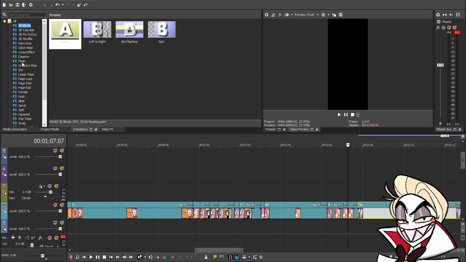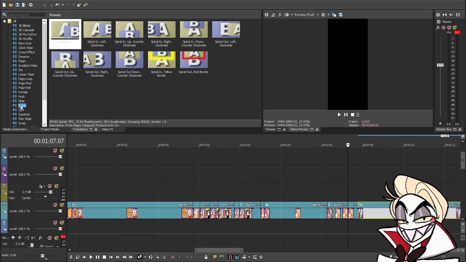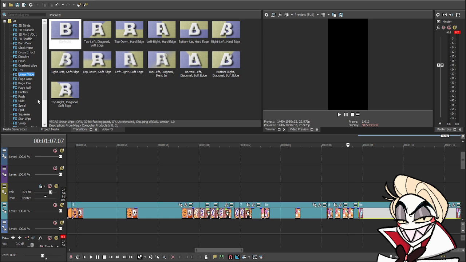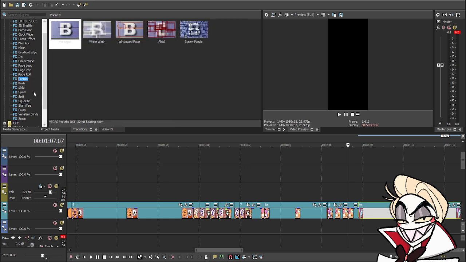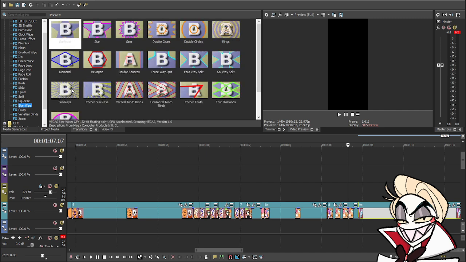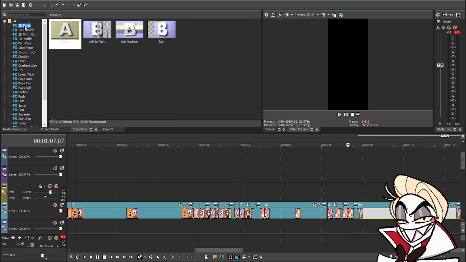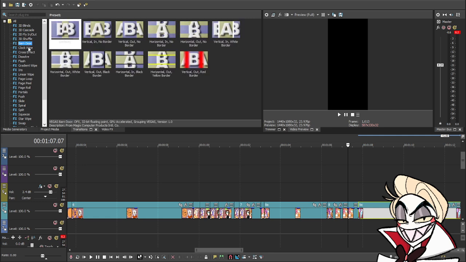Okay, so I want to do a kind of spiral fade, I think it is, isn't it? Spiral. Linear wipe. Portals. Nope. Star wipe. Nope. Oh, rings. Rings might work. I'm looking. I'm sure I had one where it was like... Hang on. I'm going to keep looking. These are all 3D shuffles. Nope.